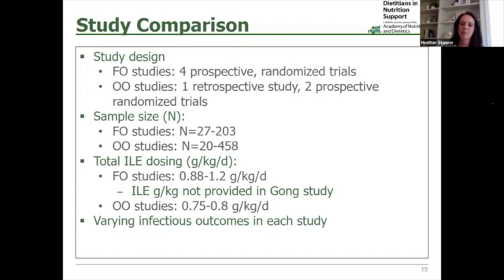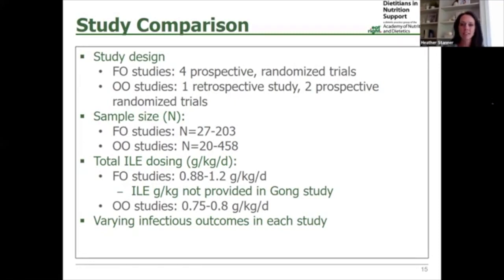Dosing varied, but was somewhat similar. In the fish oil studies, the dosing of ILE was 0.88 to 1.2 gram per kilo per day. Again, that's not just including the fish oil, but it's including the supplemental fish oil and the base or comparative ILE, being soy oil-based ILE or olive oil-based ILE. And in the olive oil studies, the dosing ranged from 0.75 to 0.8 gram per kilo per day.